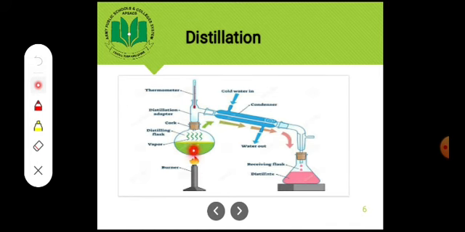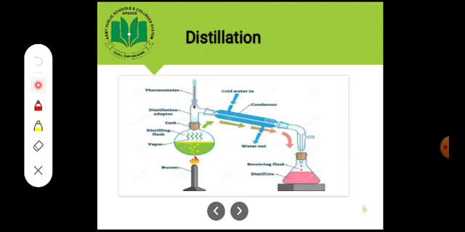We will heat the liquid. At the boiling point, the liquid will change into vapors, and these vapors will move into this condenser. Then when they touch the cold surface of the condenser, these vapors are condensed back into liquid, and this liquid is collected in the receiving flask. It's not necessary that we get 100% liquid in this receiving flask. Some liquid may remain in this condenser, so the actual yield is less than the theoretical yield in this process also.